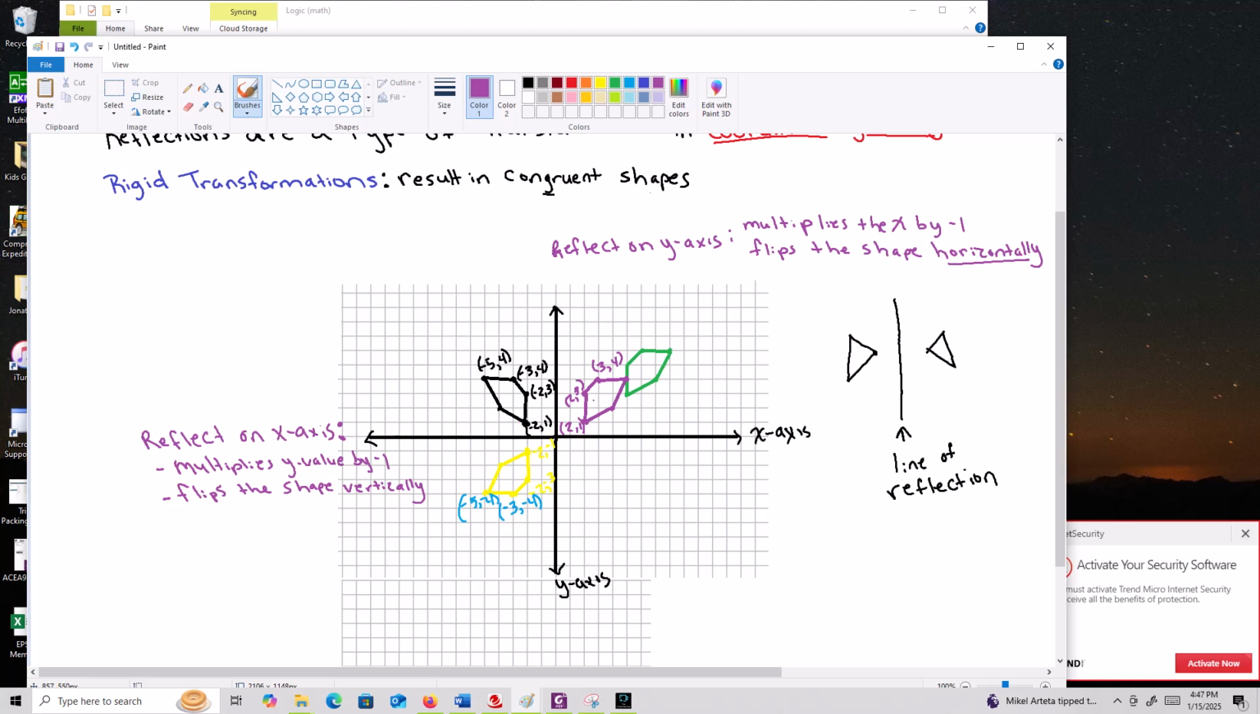Well, if I reflect, I get this purple shape, which is very, very close to that green shape. But now there's something I need to do to the purple shape to put it on top of the green shape to find out whether or not it is congruent. And I need to translate it. I need a translation of the purple image to move it on top of the green image.